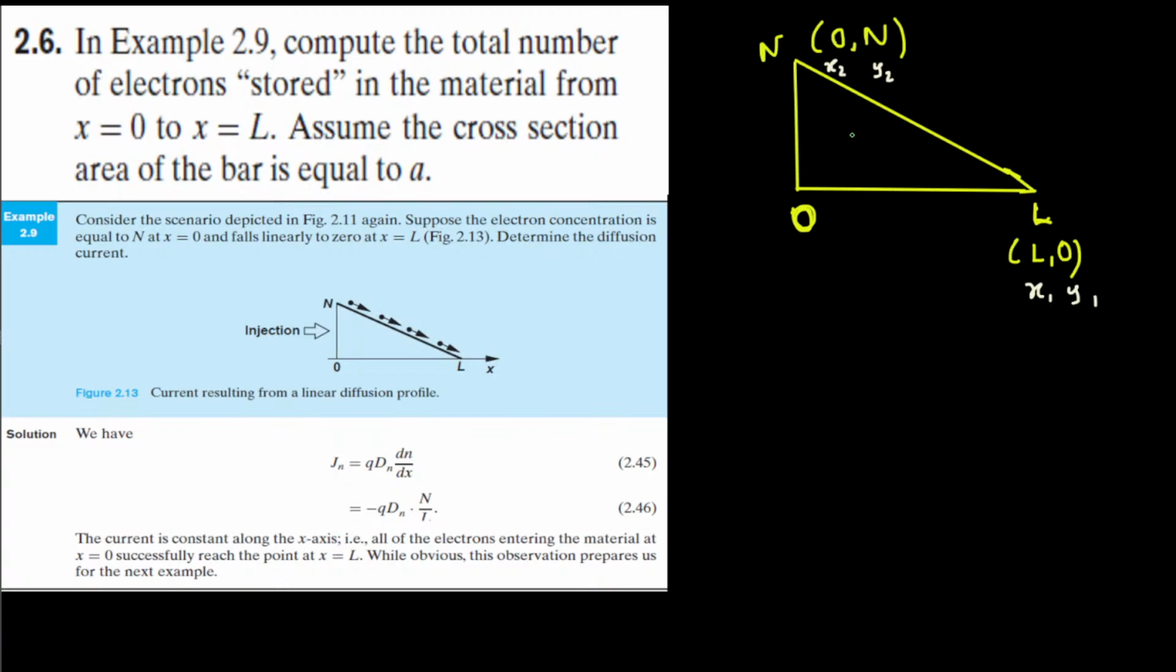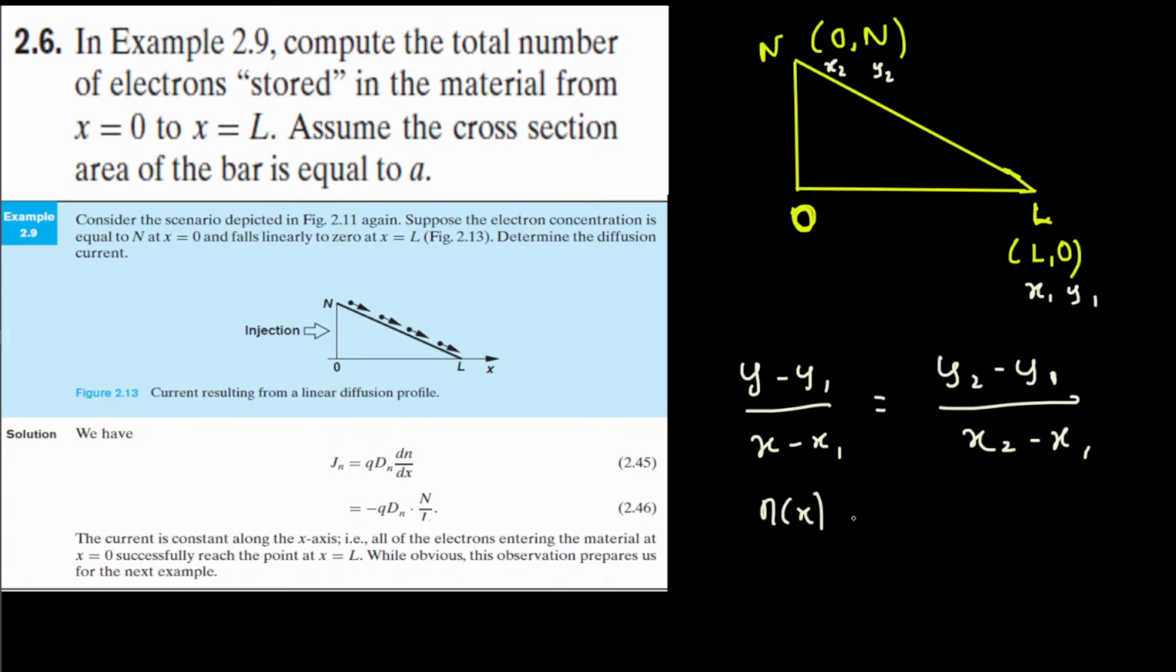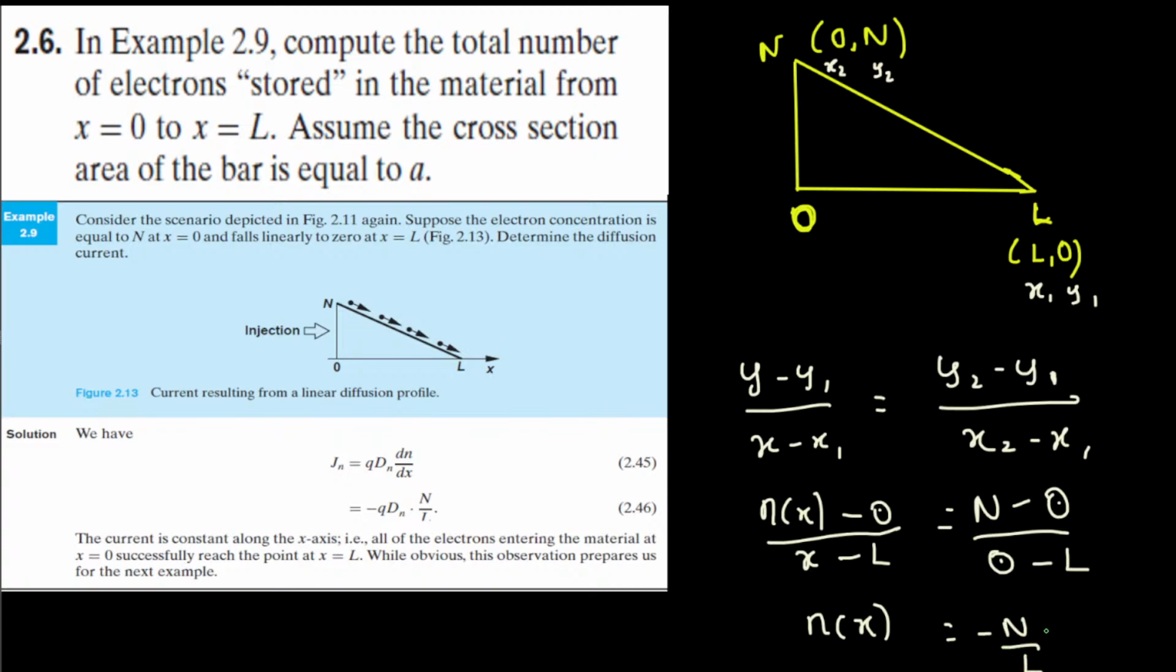an equation for the slope. So here we can say y minus y1 over x minus x1 is equal to y2 minus y1 over x2 minus x1, and here this y is n of x minus 0, x remains the same, L, instead of y2, now that y2 is n, so we can put that in right here, and then y1 is 0, so we put it right here, and then x2 is 0, we put it right here, and then x1 is L, and from this one we can solve for n of x, and that's going to end up being minus n over L times x minus L.